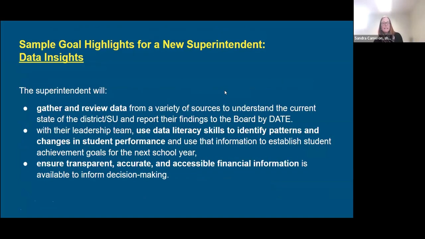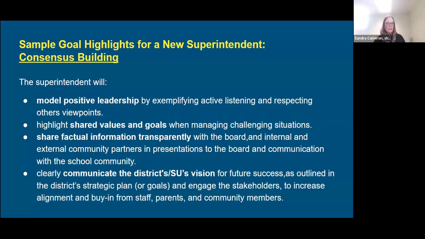And then in the area of data insights, goals could focus on areas such as gathering and reviewing data, using data literacy skills to identify patterns and changes in student performance, and possibly always ensuring transparent, accurate, and accessible financial information that's available so that there are sound data to inform decision-making. And then the third area for first year, or interim, potentially superintendents, is around consensus building. And goal areas could include things like modeling positive leadership, making sure to highlight shared values and goals when managing challenging situations, sharing factual information transparently, and clearly communicating the district or SU's vision.